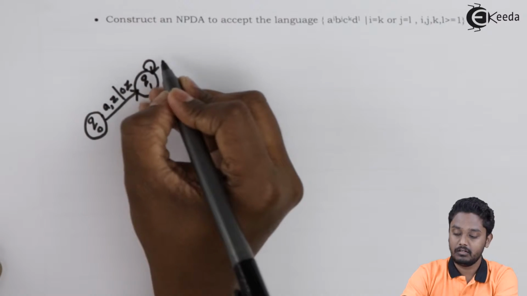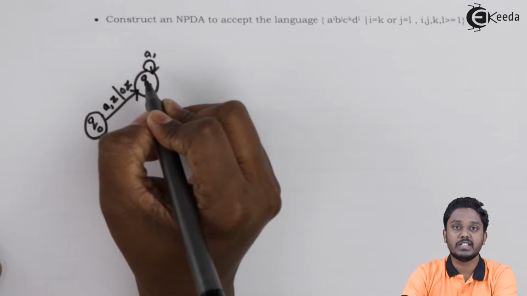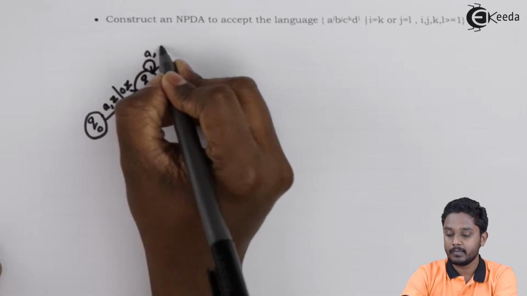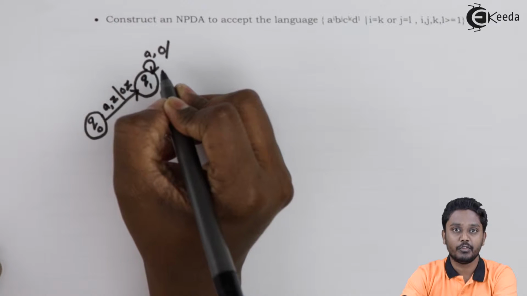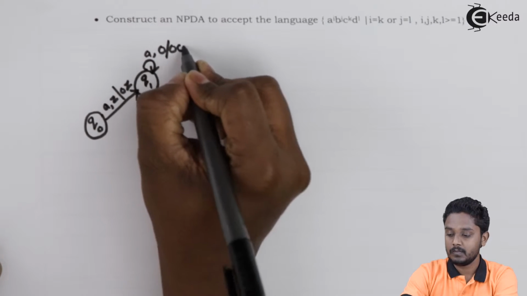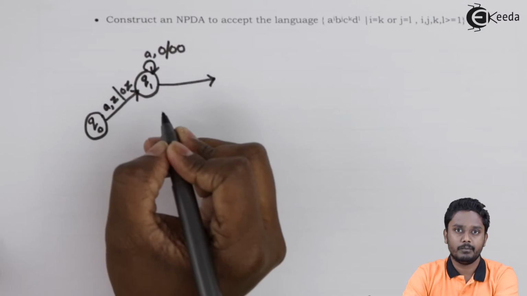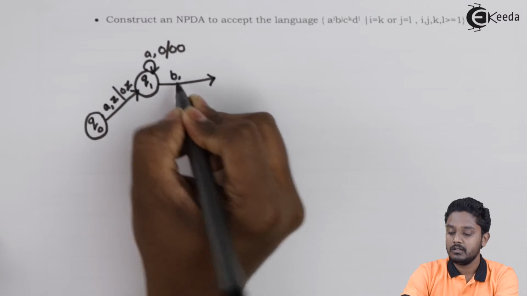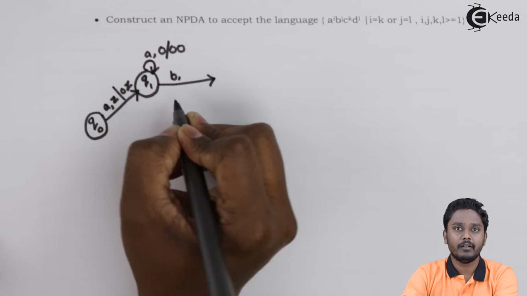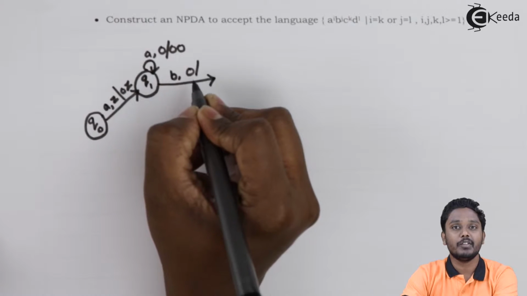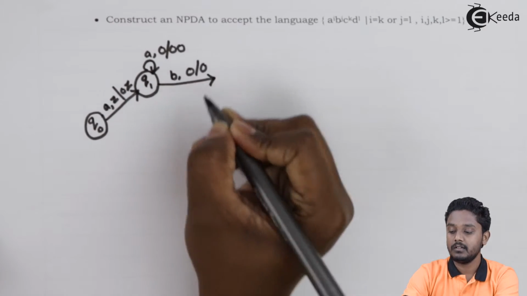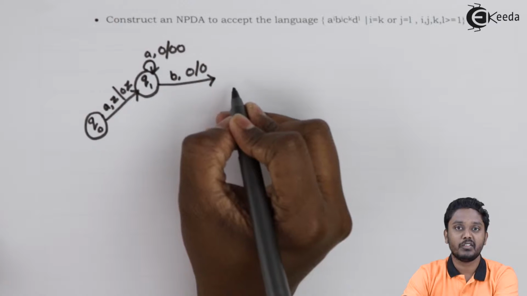For every A, with 0 as the top of the stack, push one more 0. Now we have to count the number of B's, but the actual count is not required. So we just have to make sure that at least one B is encountered. B with 0 as the top of the stack, keep the 0 as it is. Let us take the new state as Q2.